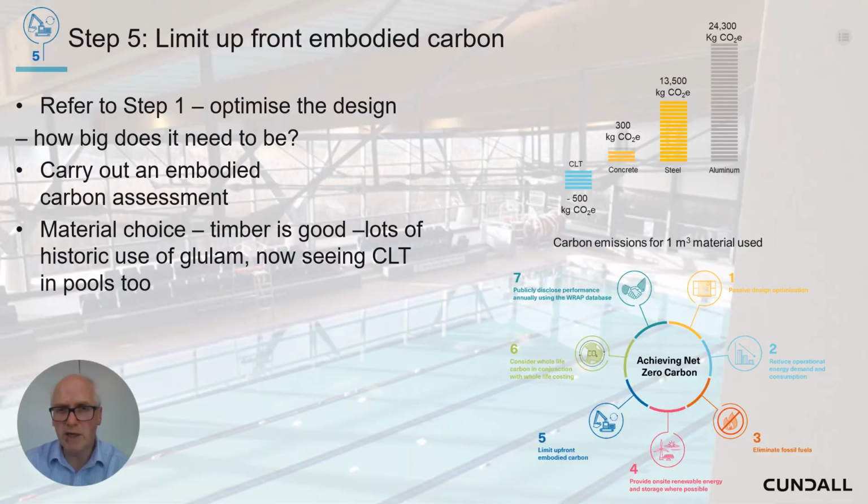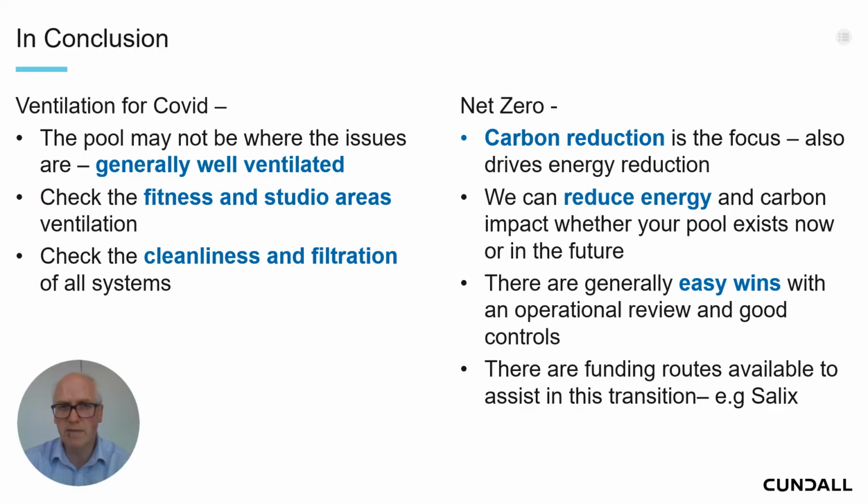Step 5 then is to limit upfront embodied carbon. So we said in step 1 we need to optimize the design, minimize the material content. Then you've got to look at what the material's carbon content is. Timber's a very good choice. Lots of historic use of glulam has been made in pools for lots of good reasons. And now we're seeing CLT, cross-laminated timber, and structural solutions in pools as well. All adds to reducing the carbon content of the buildings that we build. And go into step 6 and 7, and then we go back around the cycle again, as we've said.